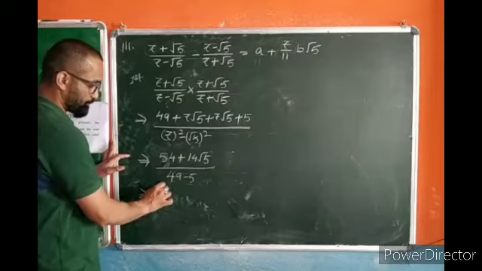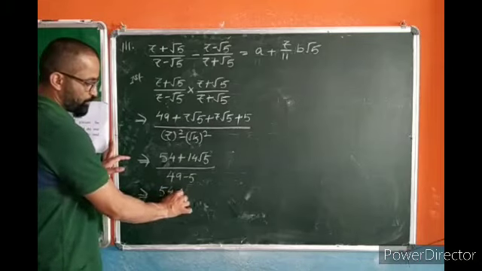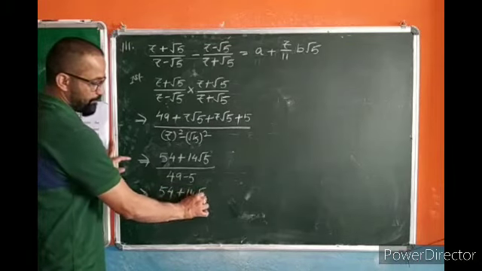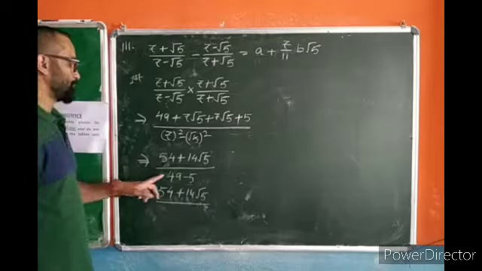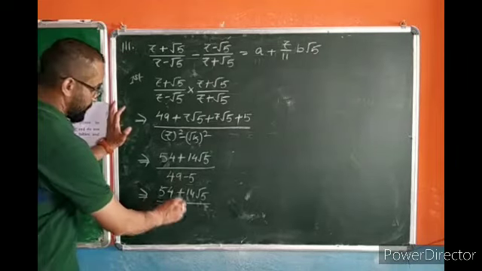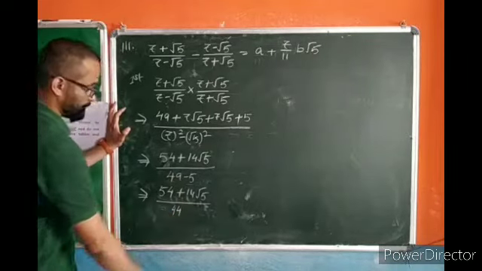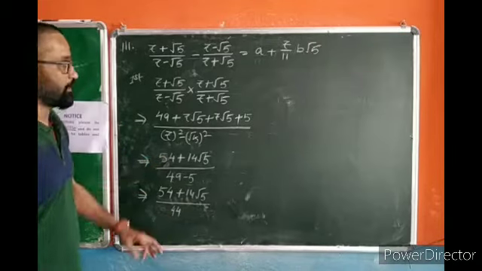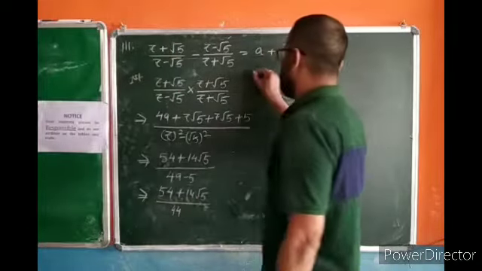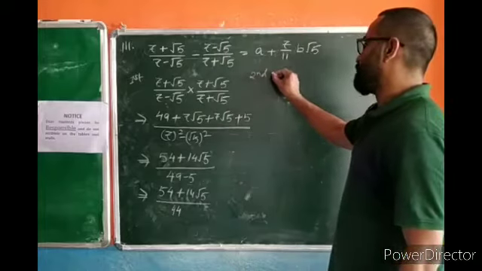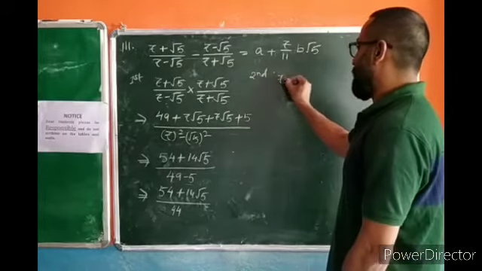Simplify it. 54 plus 14 root 5. Subtract this, you get 44. Leave it like this. First simplification. Second one we take now. 7 minus root 5 over 7 plus root 5.